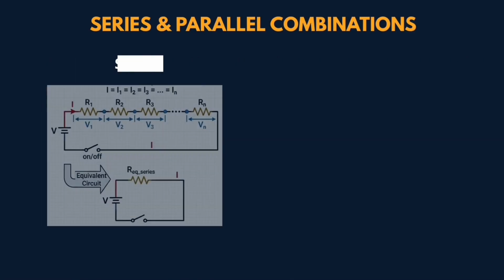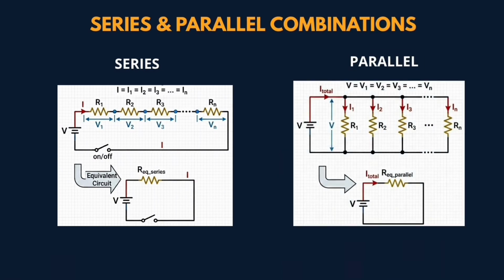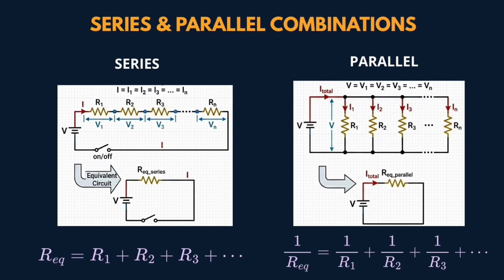Resistors are said to be in series when they are connected end to end, such that the same current flows through them, and in parallel when they are connected across the same two nodes sharing the same voltage. R equivalent for a series circuit is given as R1 plus R2 plus R3, while 1 by R equivalent for a parallel circuit is given as 1 by R1 plus 1 by R2 plus 1 by R3.